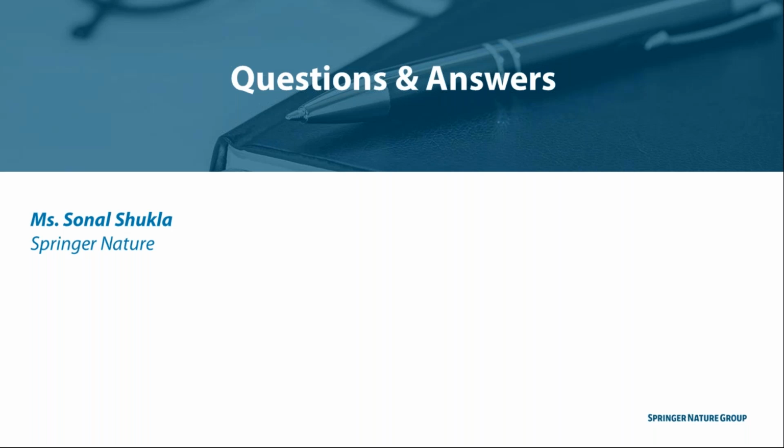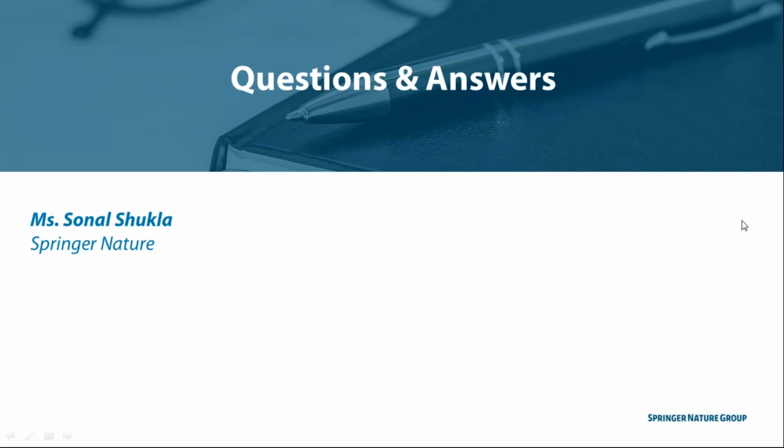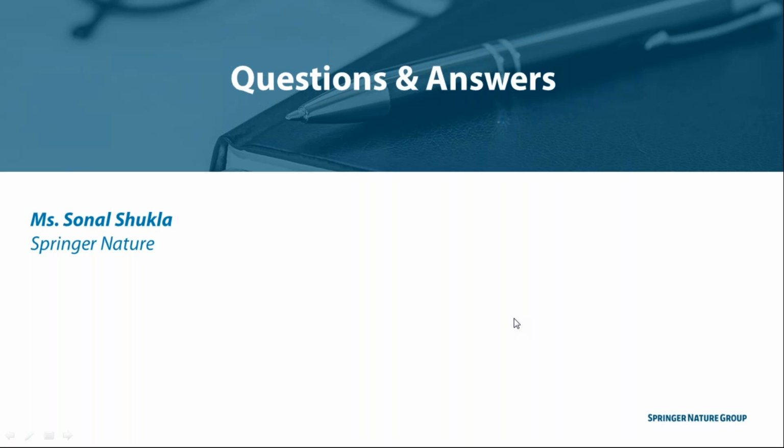Moving on to the third question. Is there any difference between the impact factor of SCI and SCIE? So I already explained there is no SCI anymore. It is only SCIE. So the impact factors are always given to the journals that are selected for SCIE.